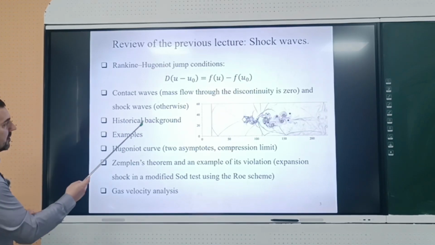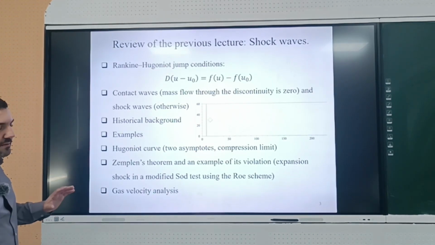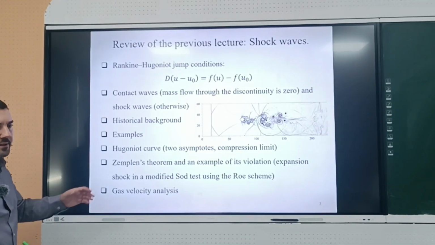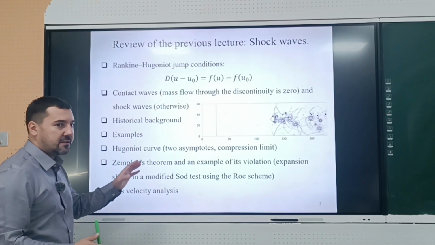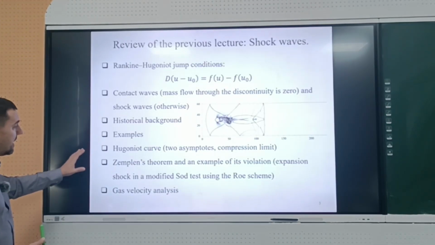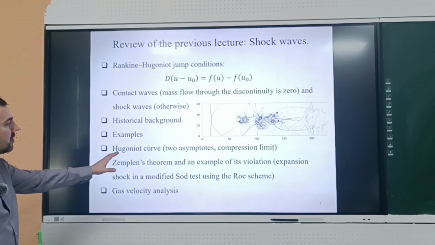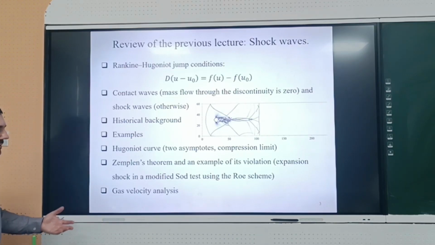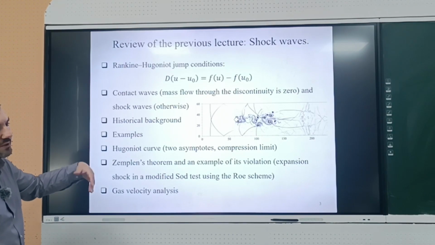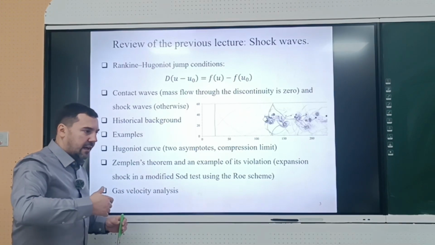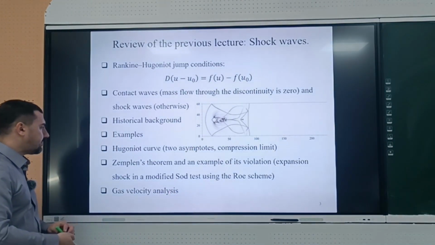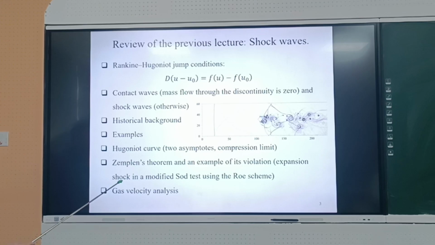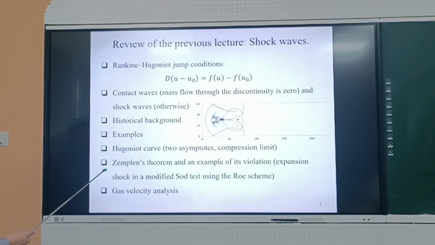I provided you some historical background because this result is not so obvious, and people were not sure that discontinuous solutions really exist. A number of examples. And we discussed what the Hugoniot curve is. This is the quantitative description of a shock wave. It's the set of all states that gas can reach if any shock wave passes through it. We analyzed the very important Semplain's theorem, and we will need it today as well.